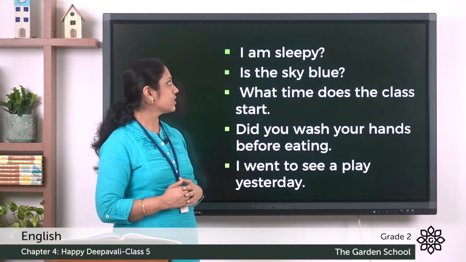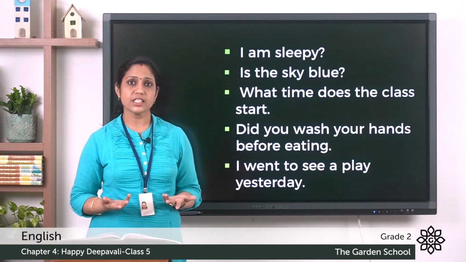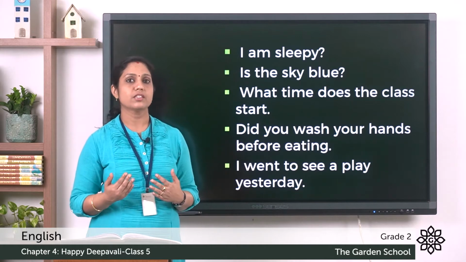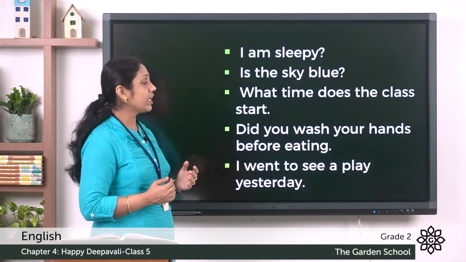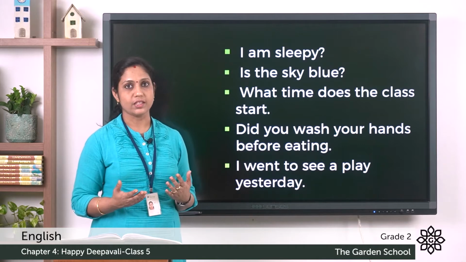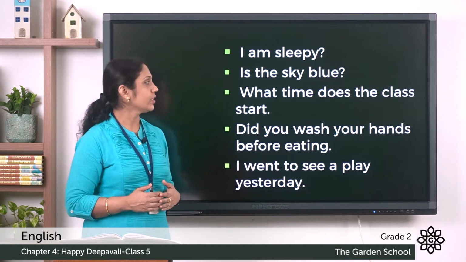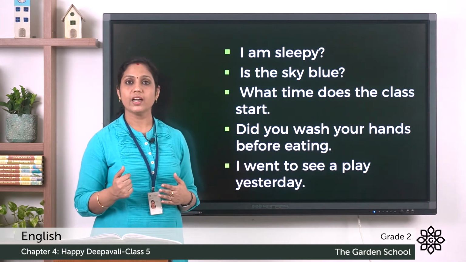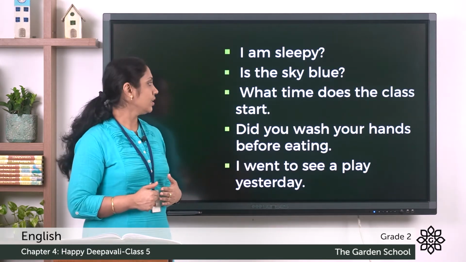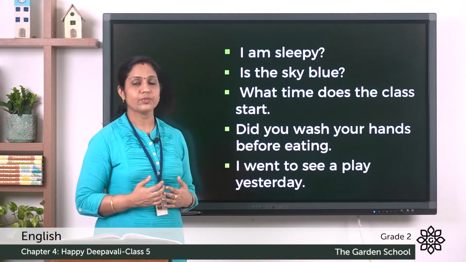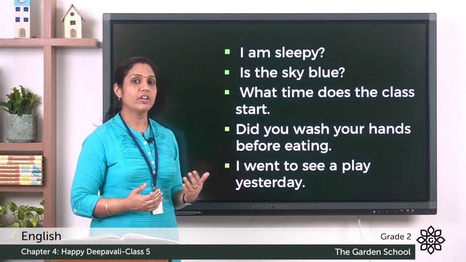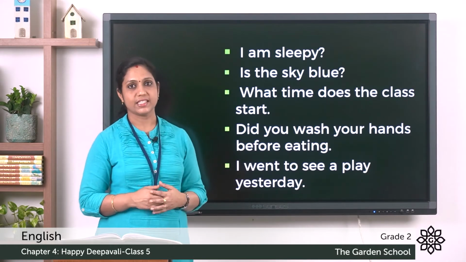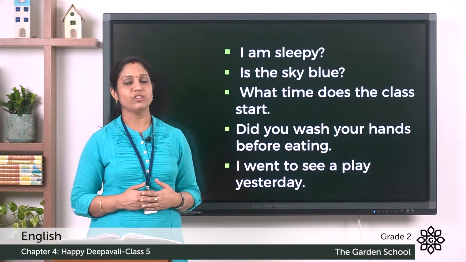So look at the first sentence. I am sleepy. Is it a question? No. So do we need a question mark there? No. So that is not inserted correctly. The second one, is the sky blue? A question is being asked. So a question mark is inserted, that is correct. Third one, what time does the class start? It's a question being asked. So there a question mark has to be inserted. Did you wash your hands before eating? That is also a question, but they have given a full stop. Is it correct? No. I went to see a play yesterday. So that is a statement and a full stop is inserted.